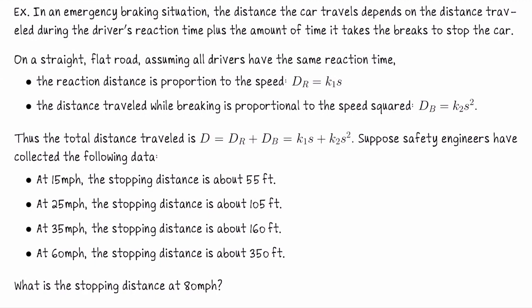Given those conditions, the reaction distance, so this is the distance that you travel during the period in which you're reacting to the emergency, is proportional to the speed that you're traveling. So I'll call it d sub r, reaction distance, equals k1 times s. S is the speed and k1 is a constant of proportionality. Then the distance that your car travels while you're braking is proportional to the speed squared. So the distance while braking is some constant of proportionality times s squared.